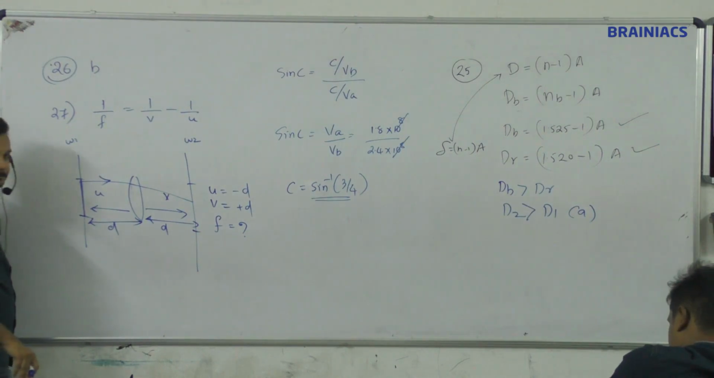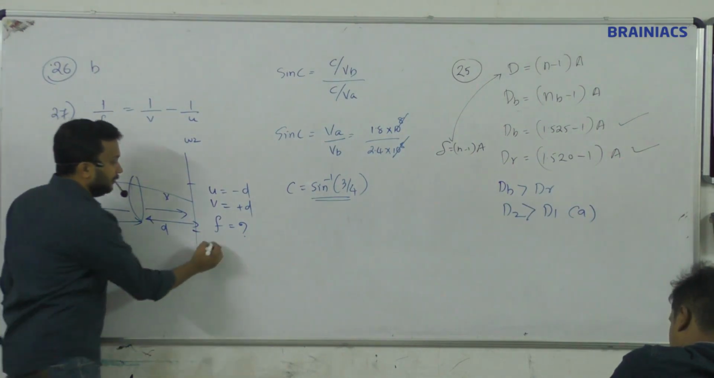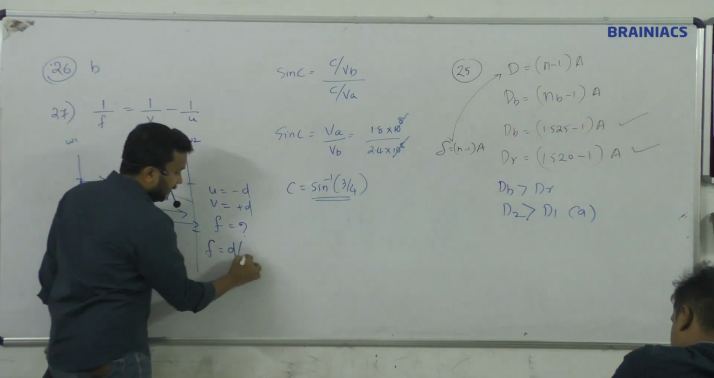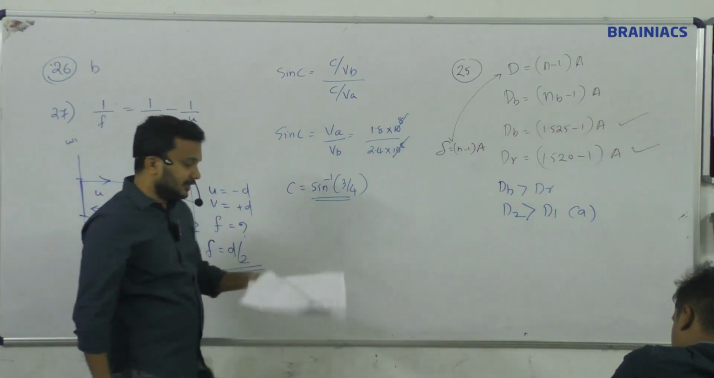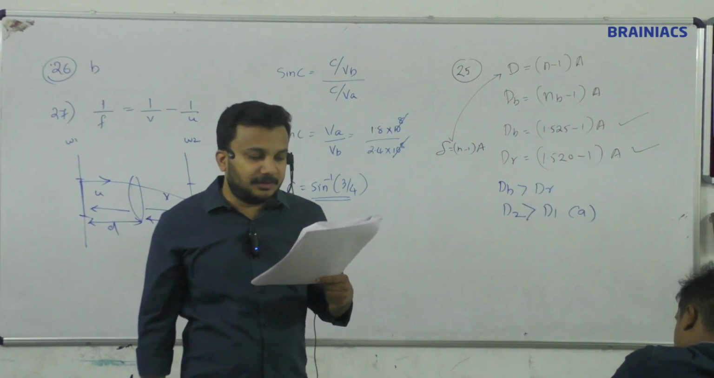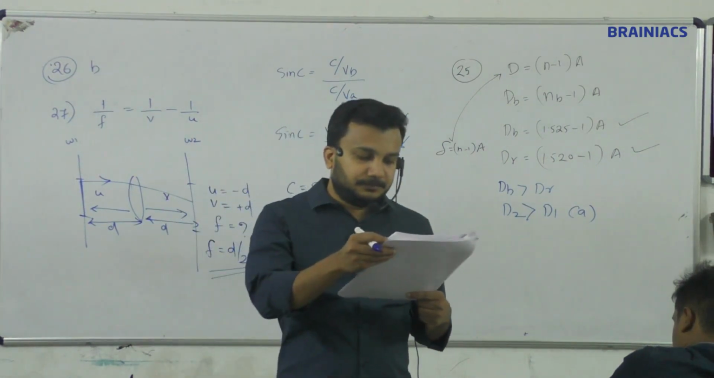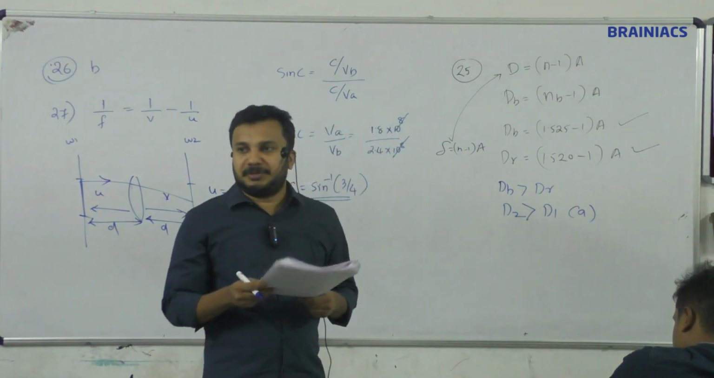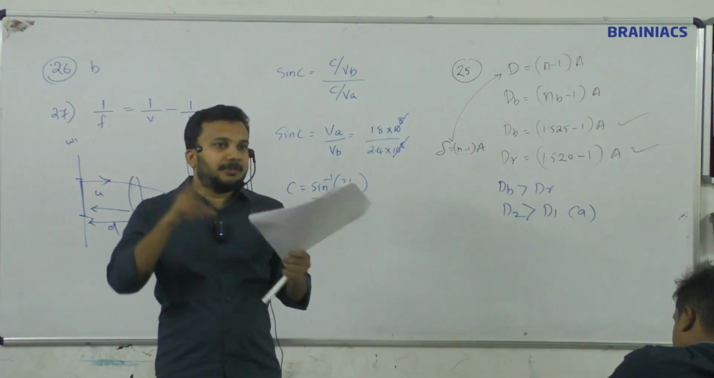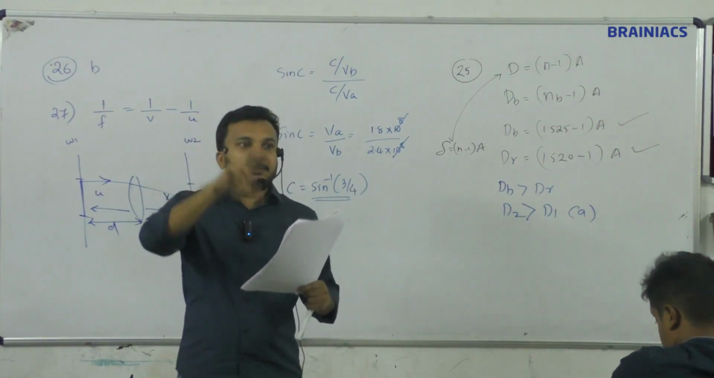What is F? F is equal to D by 2. If that's the case, that's there in the option. Only D by 2. So option 27, option B.